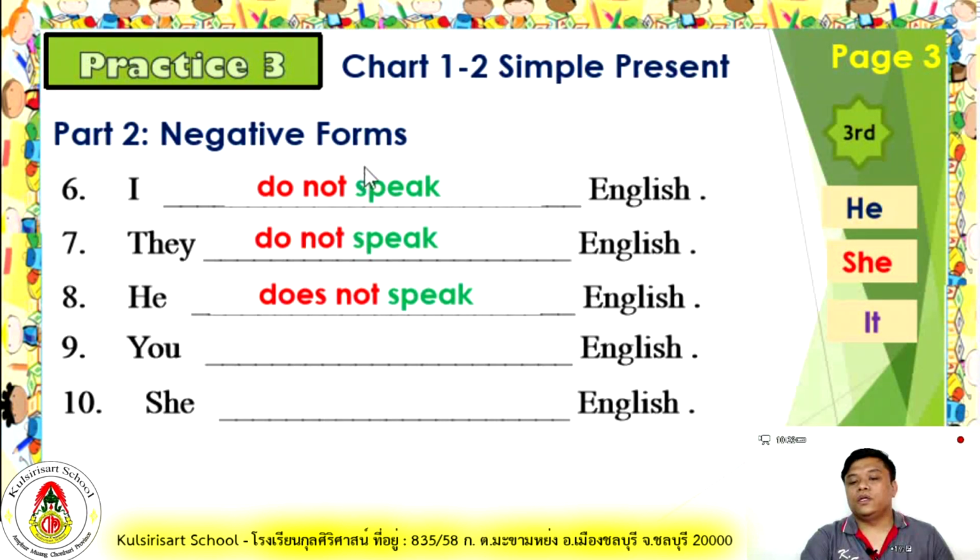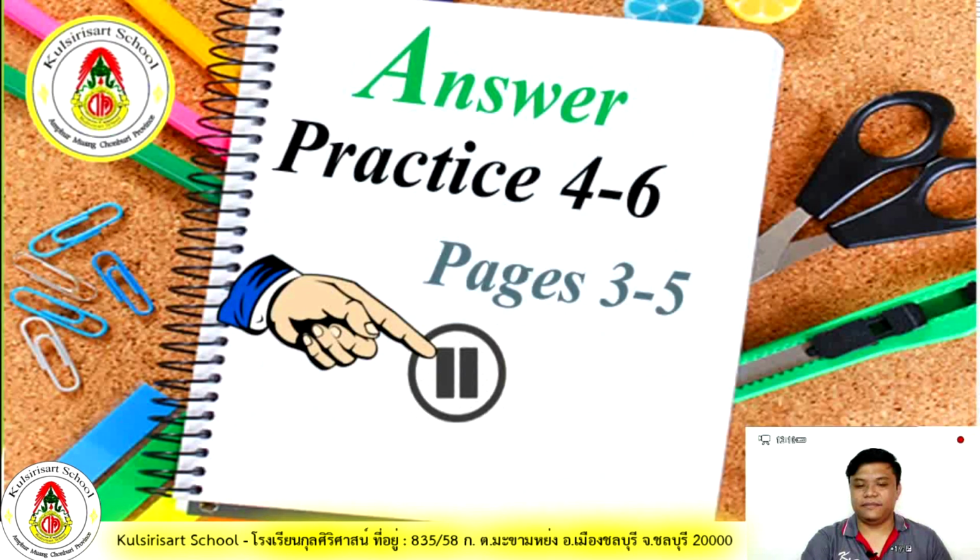So we will use do not and does not. If it's in third person singular, you will use does not. But if it's in plural form or a singular form, like I, you will say do not. Okay, for this part of our video, please answer practice numbers 4, 5, and 6. Finished? Good job. I know you can do it.